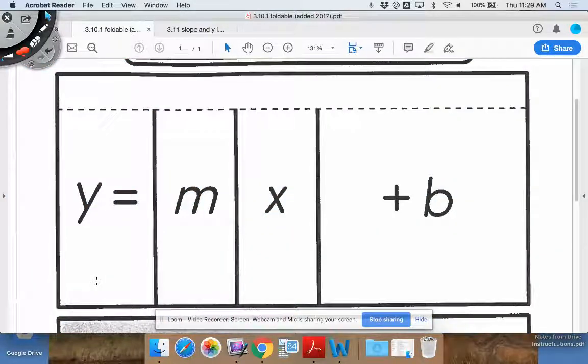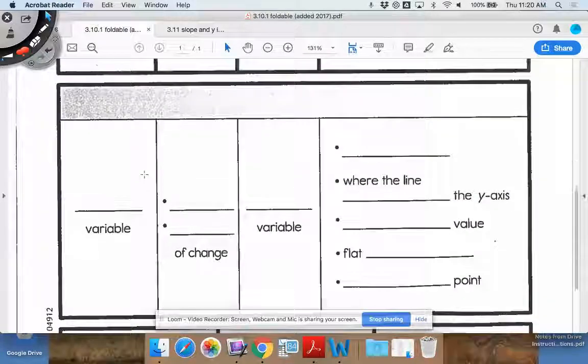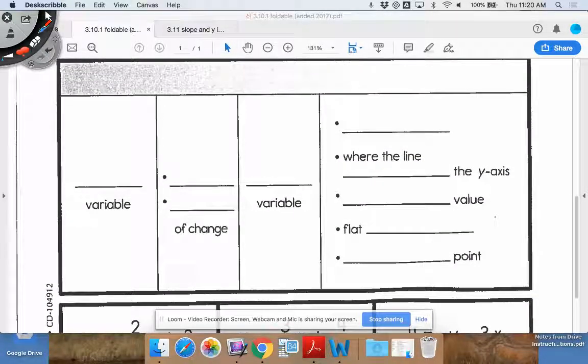Okay, so we're on this page. You guys are going to lift these tabs and we're going to fill in underneath. So underneath y, that is the dependent variable. That's something you guys will learn more about in science this year, actually, independent and dependent variables. So math and science are kind of like cousins, and so there's a lot of things that overlap between the two things. So dependent variable depends on something else.